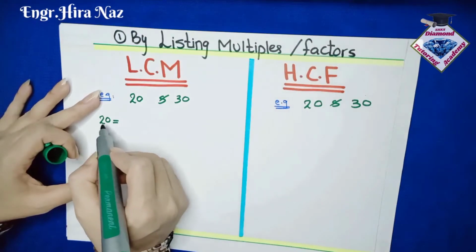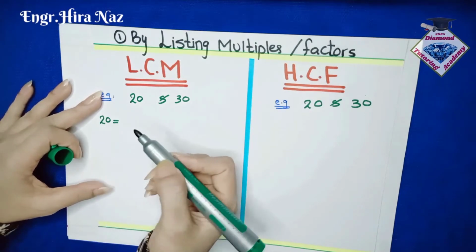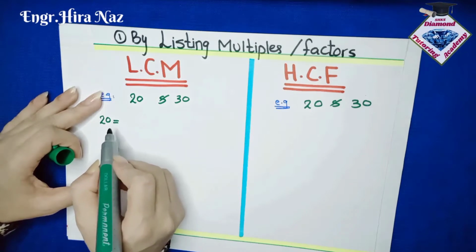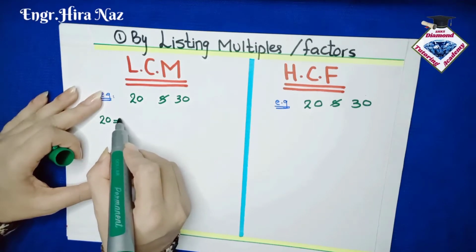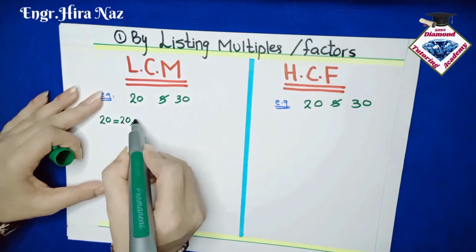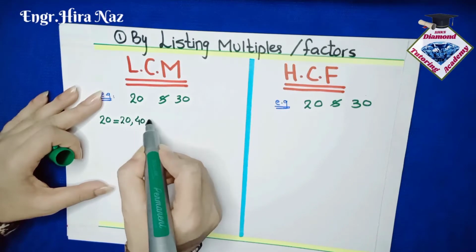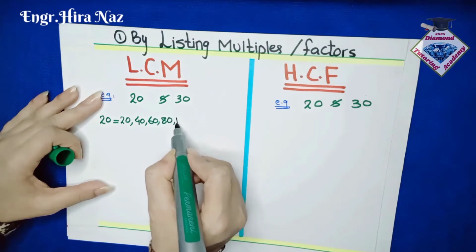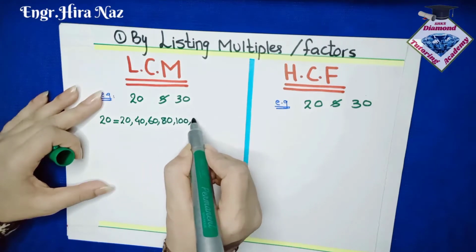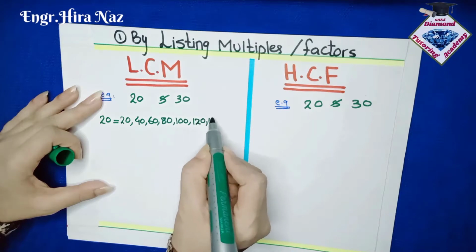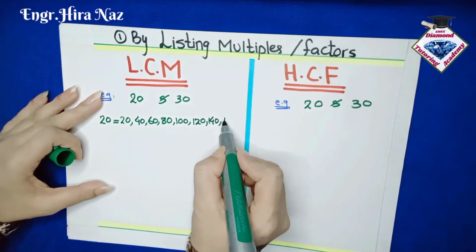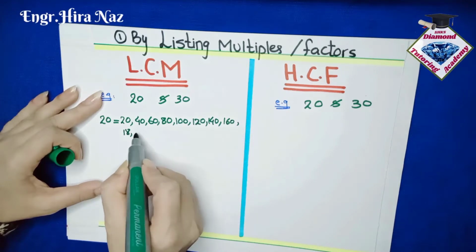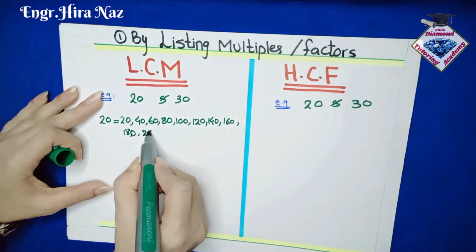Whenever I'm talking about multiples, it means I'm talking about tables. So here you have to write the table of 20. Like 1 times 20 is 20, 2 times 20 is 40, 3 times 20 is 60, 4 times 20 is 80, 5 times 20 is 100, 6 times is 120, 7 times is 140, 8 times is 160, 9 times is 180, and 10 times is 200.